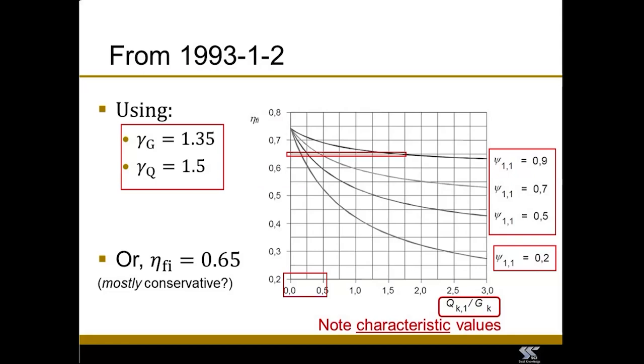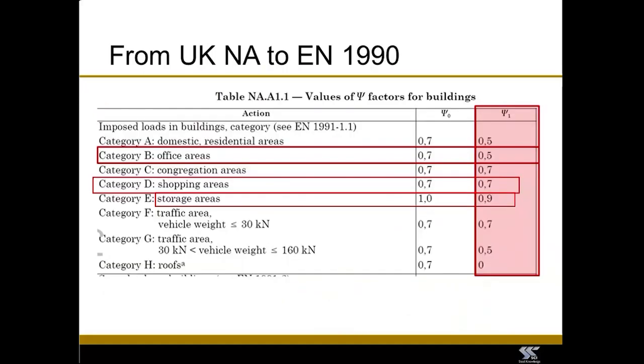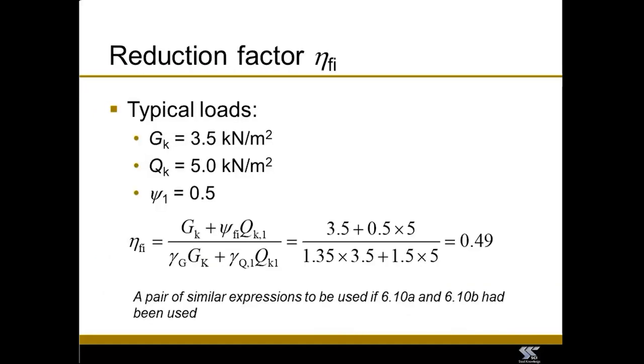I would work out my actual ratio on the bottom axis. I would know the type of imposed floor loading over on the right hand side, so I know what psi 1 is, and I would personally use the actual value. So those are the values of psi 1 again, shown you those already. Here is a particular example. We've got a permanent action. We've got a very high variable action, 5 kilonewtons a square meter. Who would design for that these days? That's crowd loading. We've got a psi 1 value of 0.5.